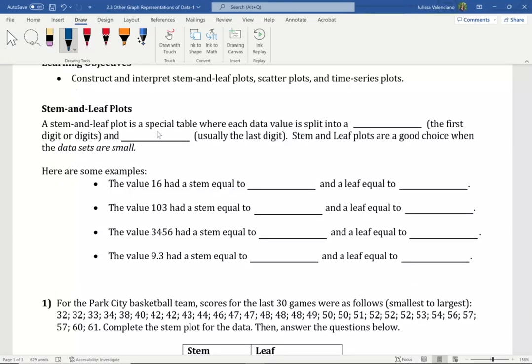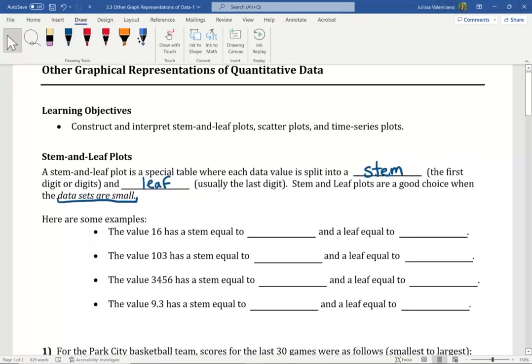A stem and leaf plot is a special table where each data value is split into a stem, which is going to be the first digit or digits, and a leaf, which is usually the last digit. When do you use stem and leaf plots? You're going to use stem and leaf plots when you are dealing with quantitative data and when the data set is small. This is something that you can do by hand. You can quickly create a stem and leaf plot to see the distribution of your data. Let's look at the examples below.